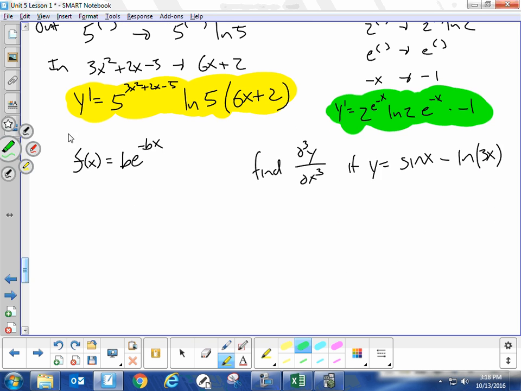Just a couple of different problems, like if f is this, find f prime. b is not a variable, it's a constant. So take the derivative of b e to the negative bx with b being a number.